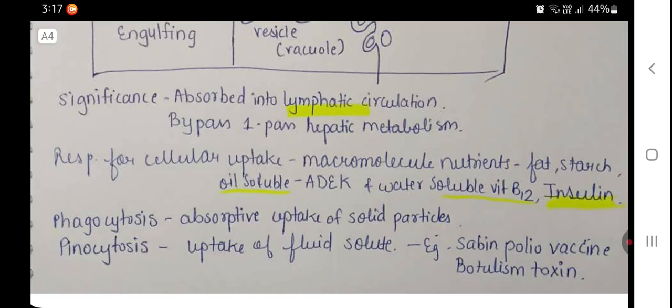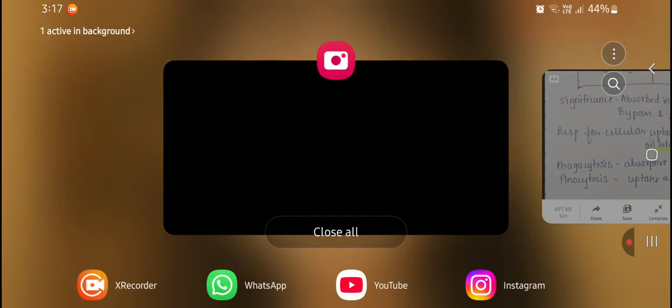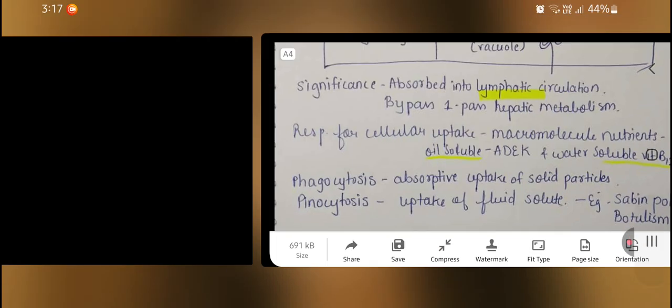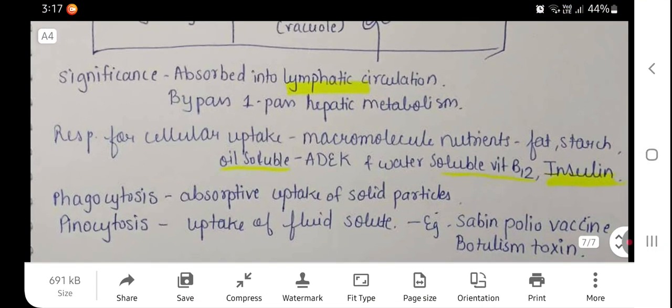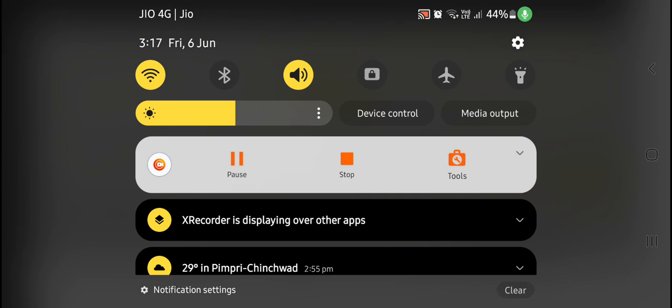Phagocytosis is, we know, cell eating. It is the absorptive uptake of solid particles. Pinocytosis is cell drinking, uptake of fluid solute. For example, Sabin polio vaccine, botulism toxin. Thank you. This is all about the mechanism.